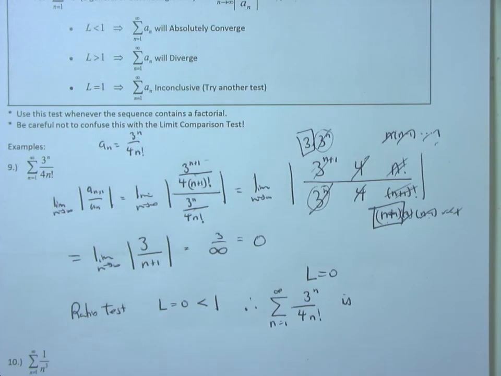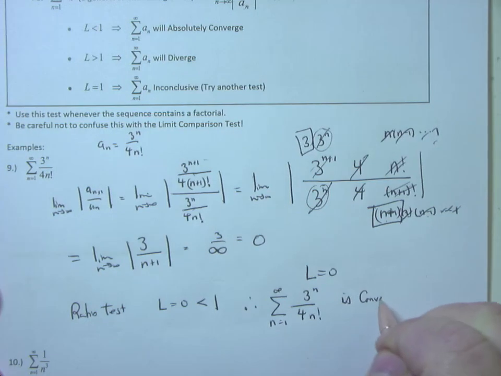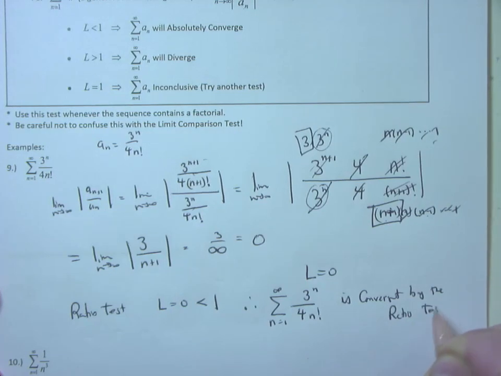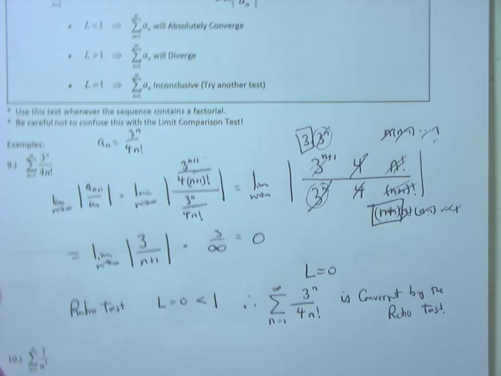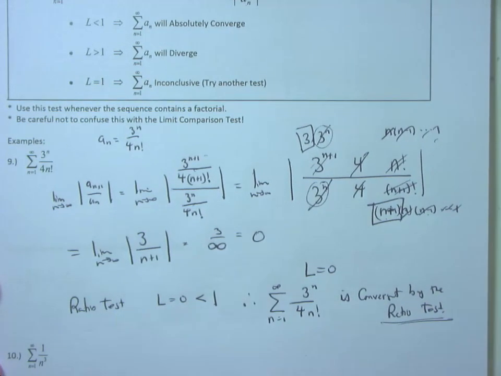It's convergent. We don't use the word absolutely convergent because it wasn't an alternating series to begin with. We only use the word absolutely convergent if it was an alternating series. We would just say it is convergent by the ratio test. Does that make sense? It's convergent. This is a convergent series.